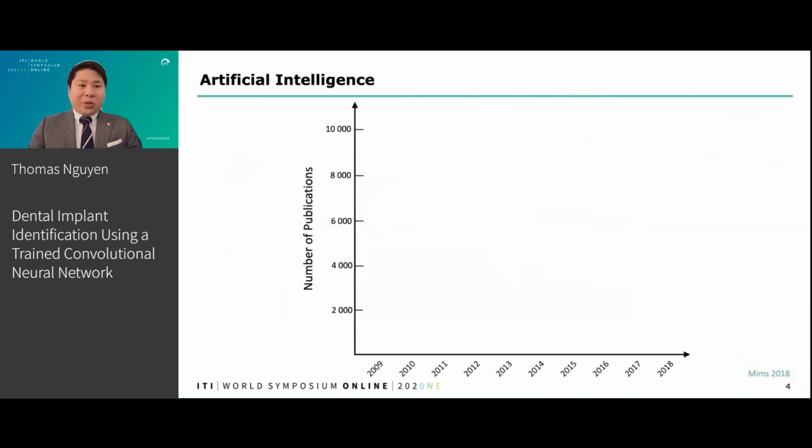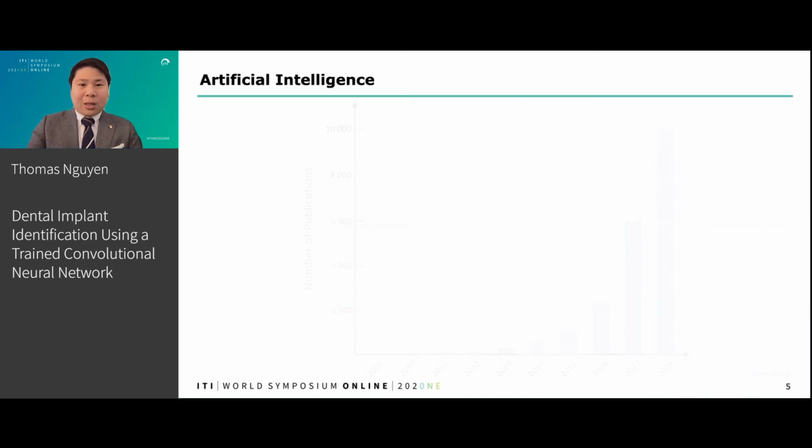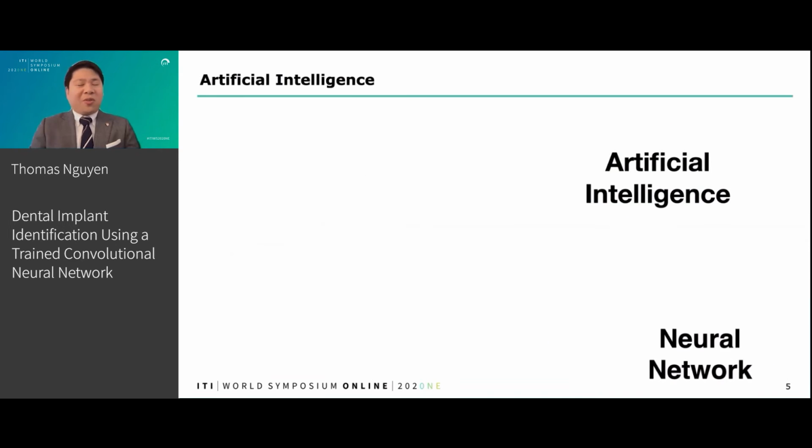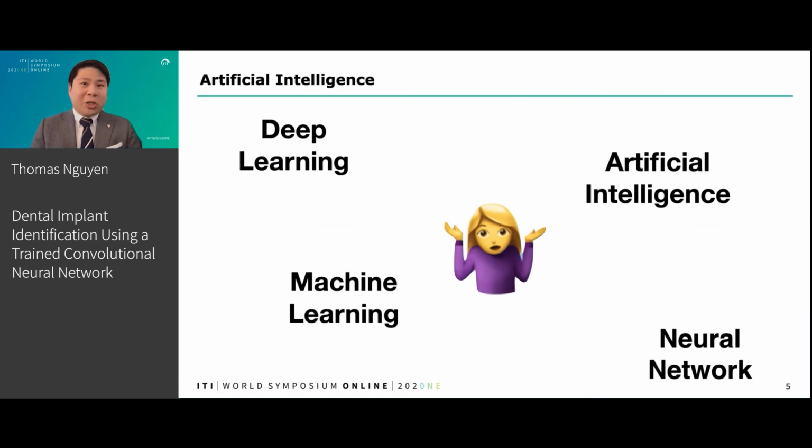If we look in the literature, the number of publications on artificial intelligence has really exploded in the past decade. And this started around 2015. But what is artificial intelligence, neural network, deep learning, machine learning? What does all of these terms mean?